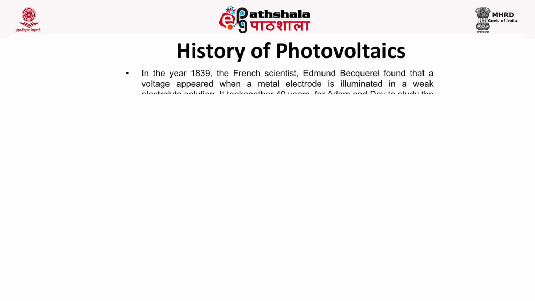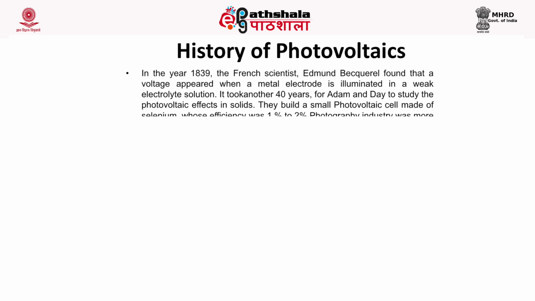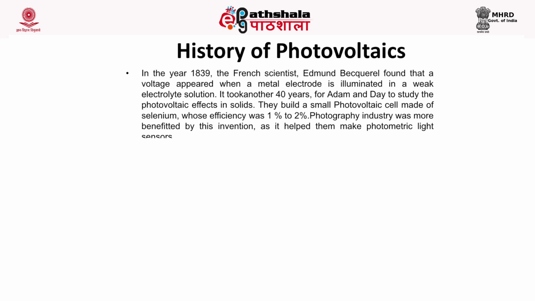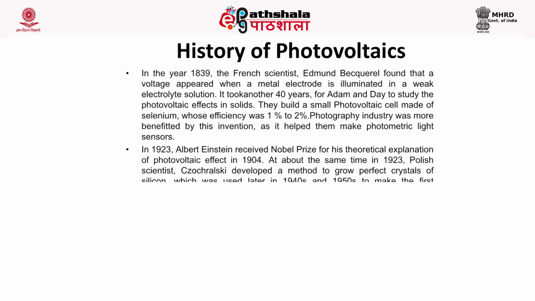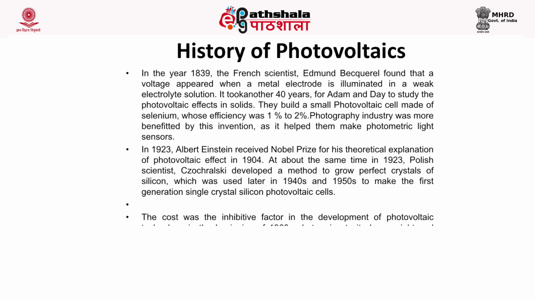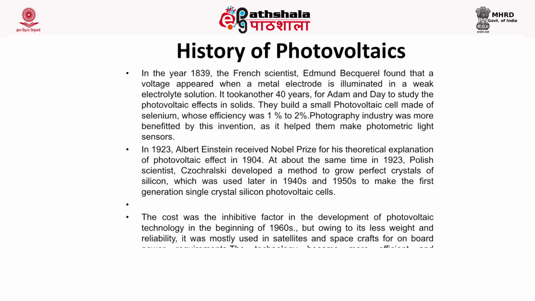Let's see a bit about the history of photovoltaics. In the year 1839, the French scientist Edmond Becquerel found that a voltage appeared when a metal electrode is illuminated in a weak electrolyte solution. It took another 40 years for Adams and Day to study the photovoltaic effects in solids. They built a small photovoltaic cell made of selenium whose efficiency was only 1 to 2%.